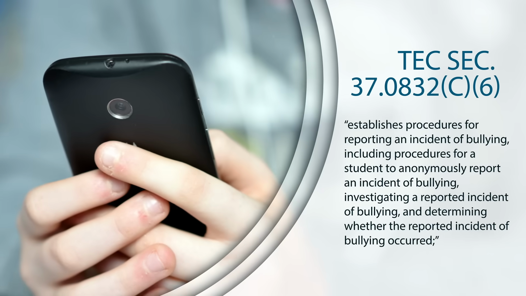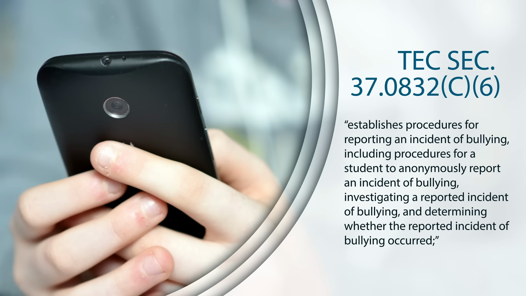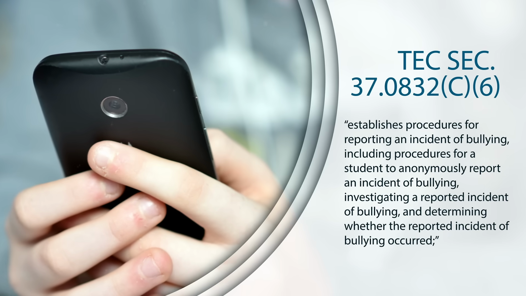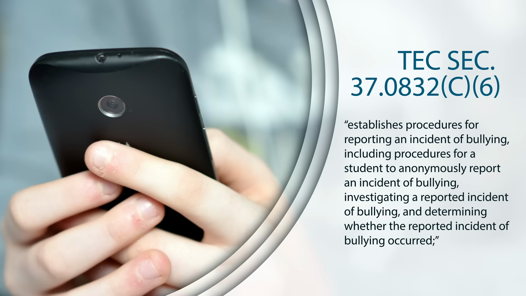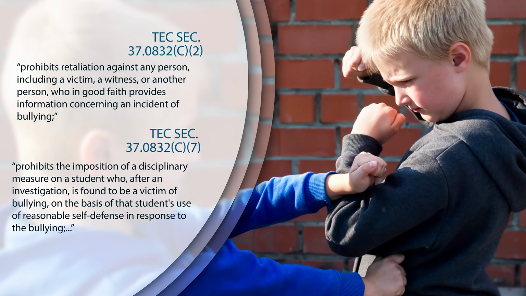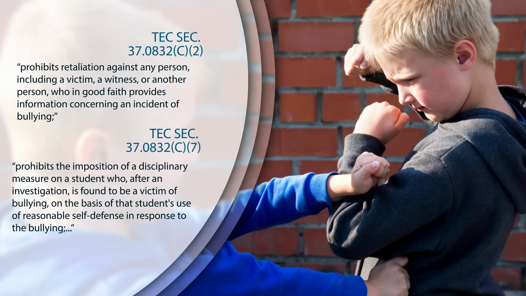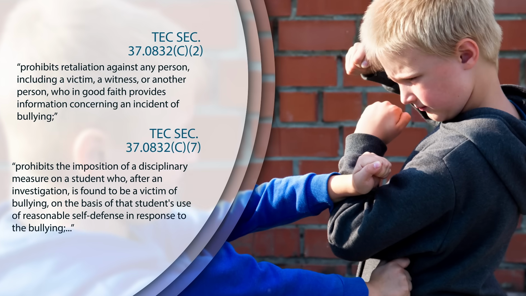Schools must establish a system for anonymous reporting of bullying. Parents and staff members may report bullying as well, but SB 179 specifically states that there must be at least one avenue of reporting for students that is completely anonymous. Schools must prohibit retaliation against anyone who, in good faith, provides information about bullying. Schools cannot discipline a victim of bullying for using self-defense.